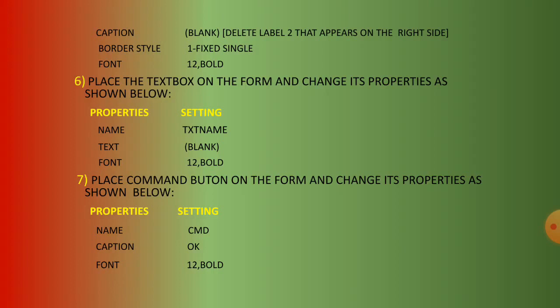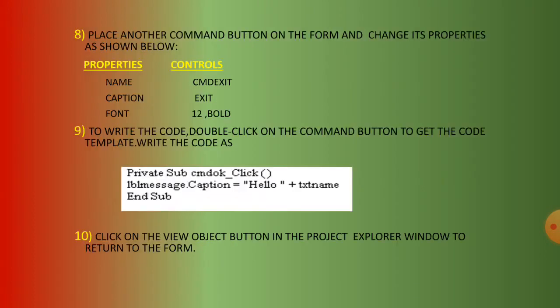For writing code for a command button, double click on the command button, and a code window will be opened like this. That is the code window we have. To write the code, just give Private Sub. We are using the event known as the click event.